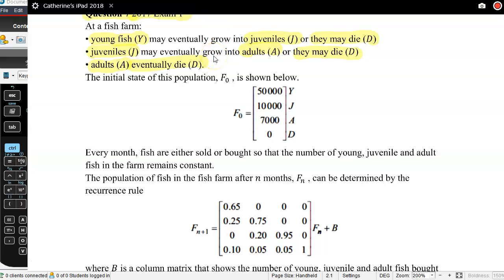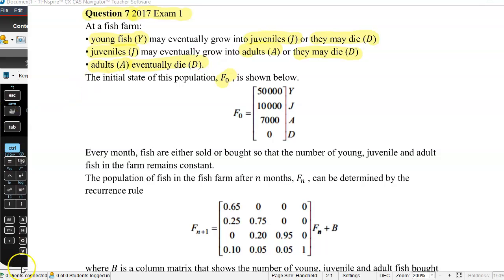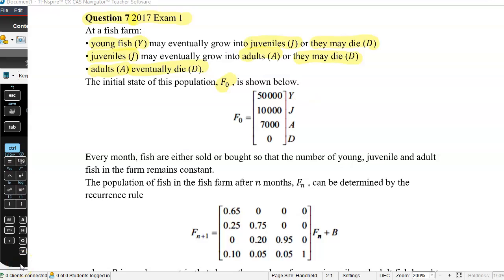The initial state of this population, F0, is shown below. We start with 50,000 young fish, 10,000 juveniles, 7,000 adults, and no dead ones. Every month, fish are either sold or bought so that the number of young, juvenile, and adult fish in the farm remains constant. We always want those numbers to remain the same.